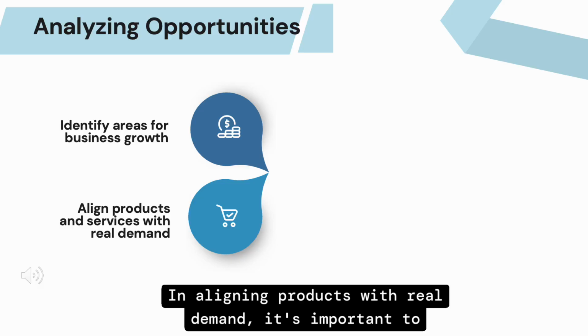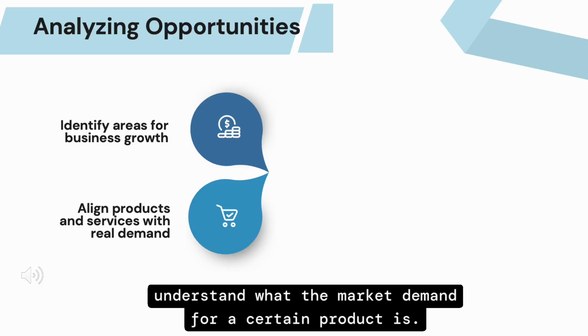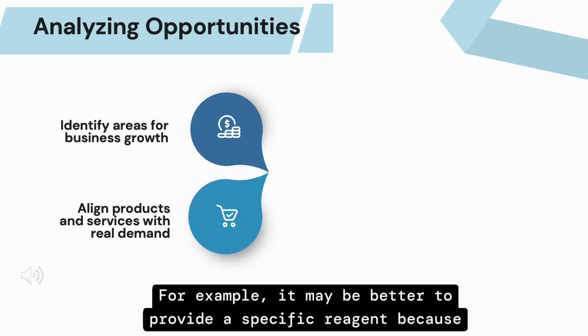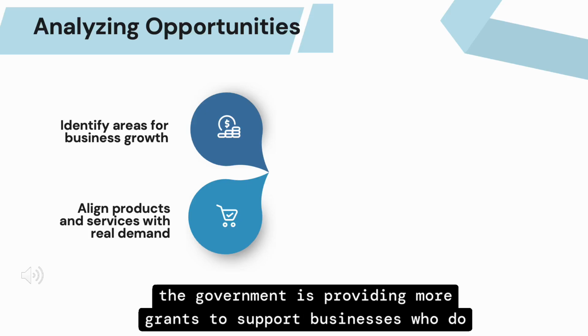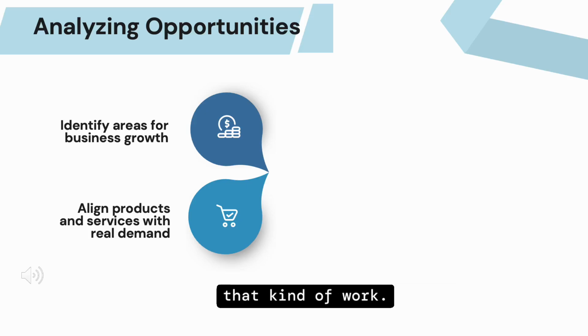In aligning products with real demand, it's important to understand what the market demand for a certain product is. For example, it may be better to provide a specific reagent because the government is providing more grants to support businesses who do that kind of work.